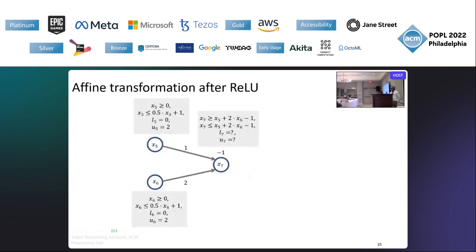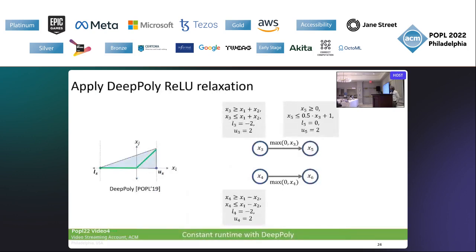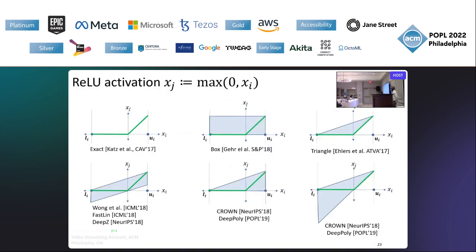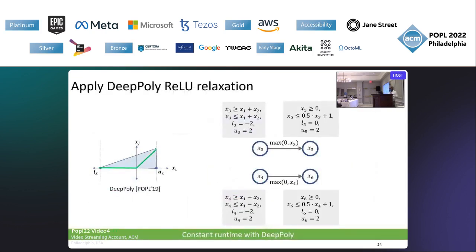Now comes the most expensive part of the analysis. So notice here, the area itself depends upon these bounds L and U you get from the analysis. So what you want is that any neuron that is input to ReLU has as precise lower and upper bounds as possible, because if lower and upper bounds are very approximate, your approximation will also be more approximate. So after every affine transformation, we want to keep the bounds of neurons very precise.